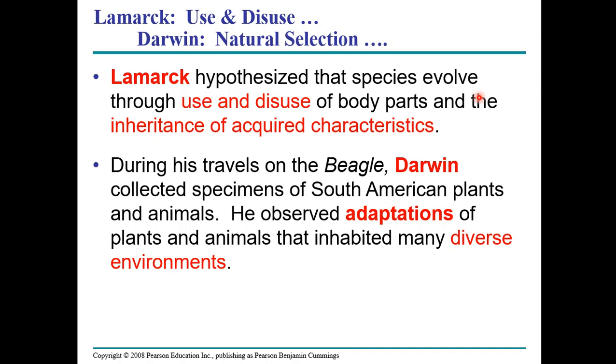So he observed adaptation of plants and animals that inhabited many diverse environments. When we speak of diverse environments, it can be cold, it can be dry, it can be flat, different, diverse environments. Okay pa? So he observed adaptation. Because, class, remember that adaptation is the reason why we have evolution, why we have this modification in characteristics. Let's continue.